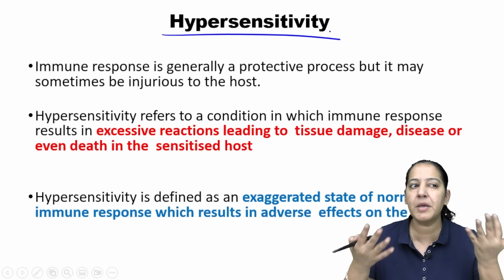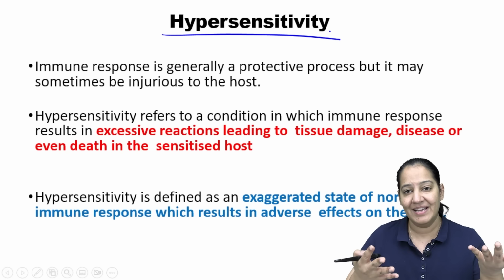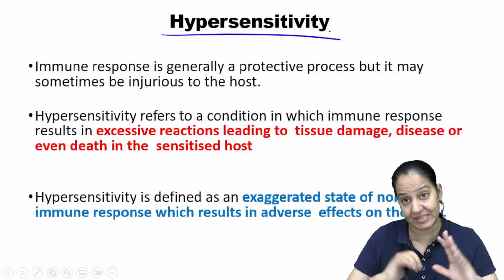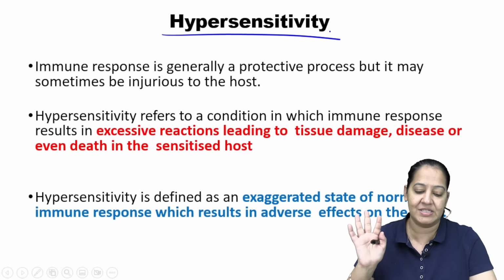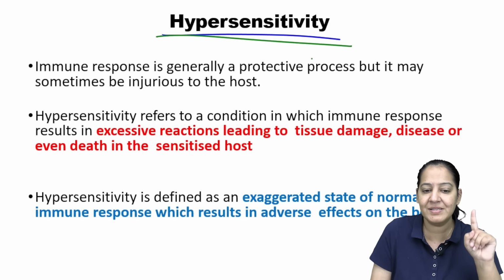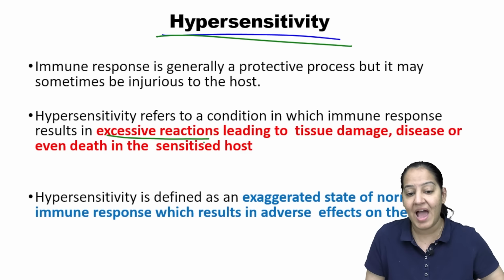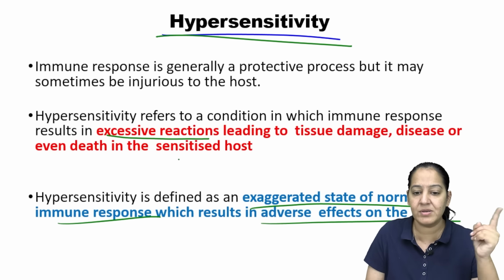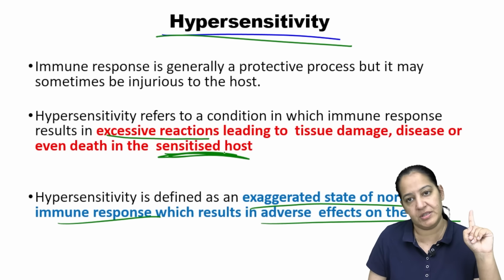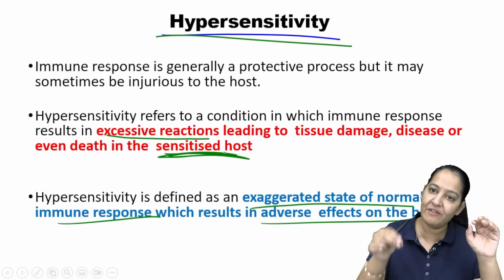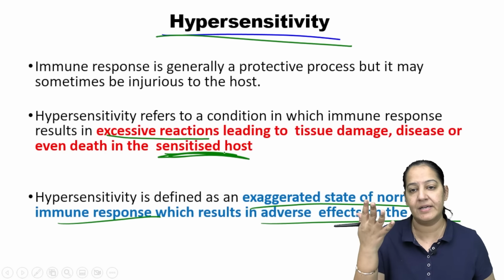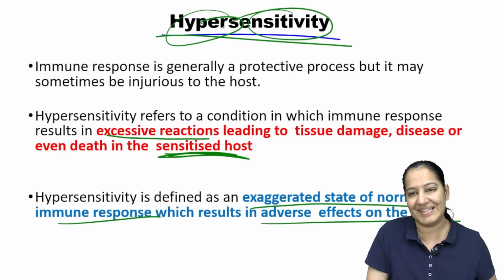But sometimes the immunity is exaggerated, and instead of killing only the foreign particle, it is causing harm to the host cells also. It is known as hypersensitivity. What is hypersensitivity? Hypersensitivity is the excessive reaction. It is the exaggerated state of the normal immune response, which results in adverse effects in the body. So it is causing disease and tissue damage in the host also. Instead of killing only the foreign, it is killing the host also because it is exaggerated. And that is known as hypersensitivity.